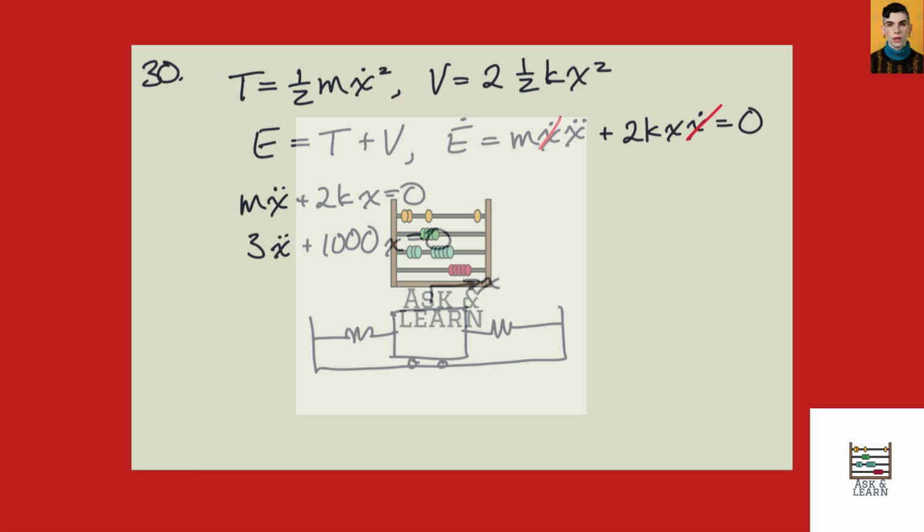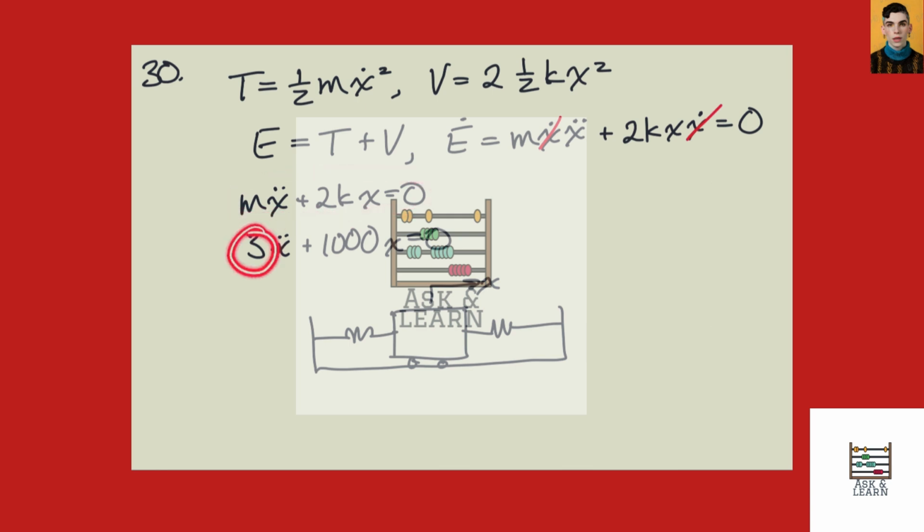Okay, so we need to just make sure we use the chain rule appropriately. And so we have m x dot x double dot. And taking the time derivative of the potential energy, we get 2k x x dot. And since this has to be true for all time, we can divide through by x dot and determine that m x double dot plus 2kx equals 0.